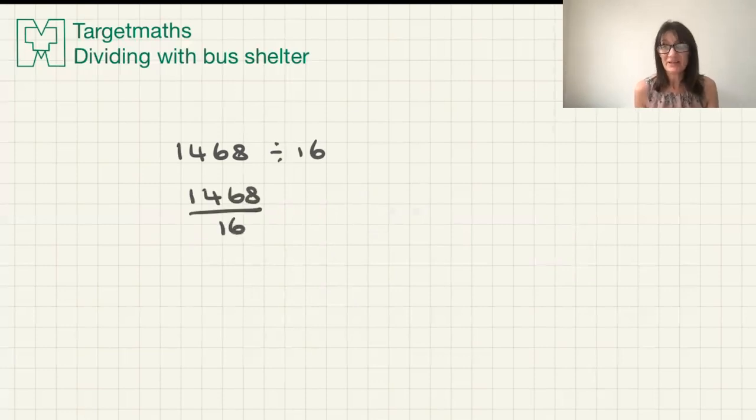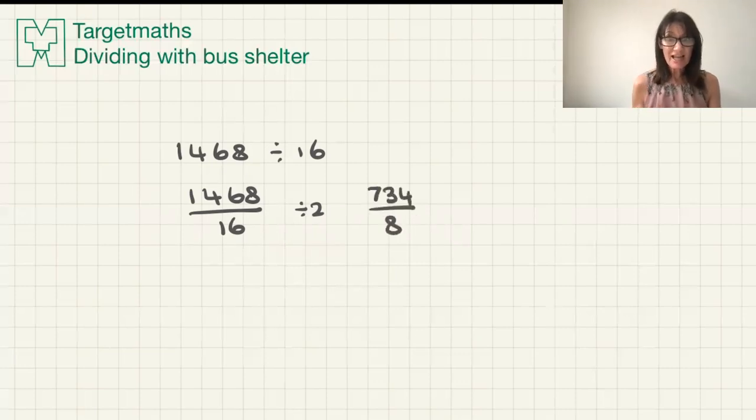That's what a fraction is, something divided by something. So that's true, that's a fact. And because they're both even, I can use my rules of fractions in order to simplify it. So I could divide by 2 because they're both even, which would give me 734 over 8.